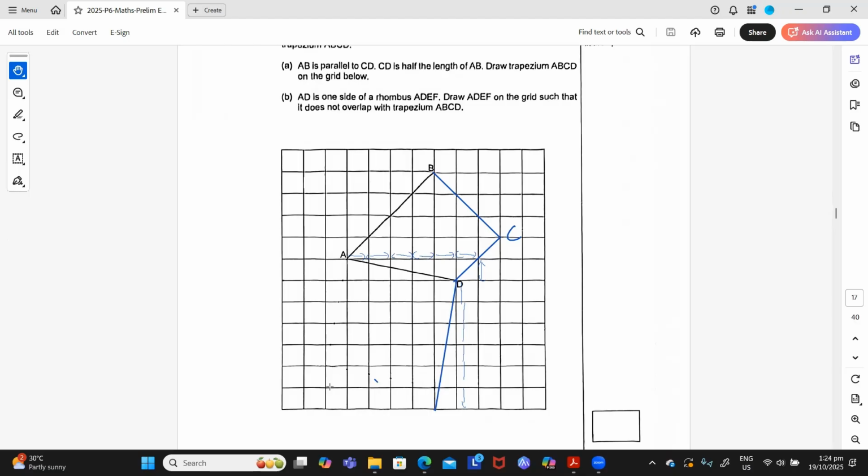And then you go up. So it has to be here. So mark this spot over here. Then we connect. And lastly, we connect it with A. You will get your rhombus.